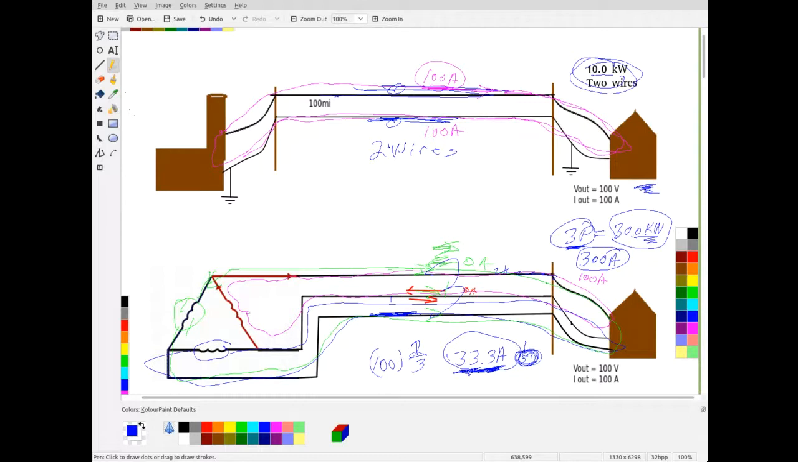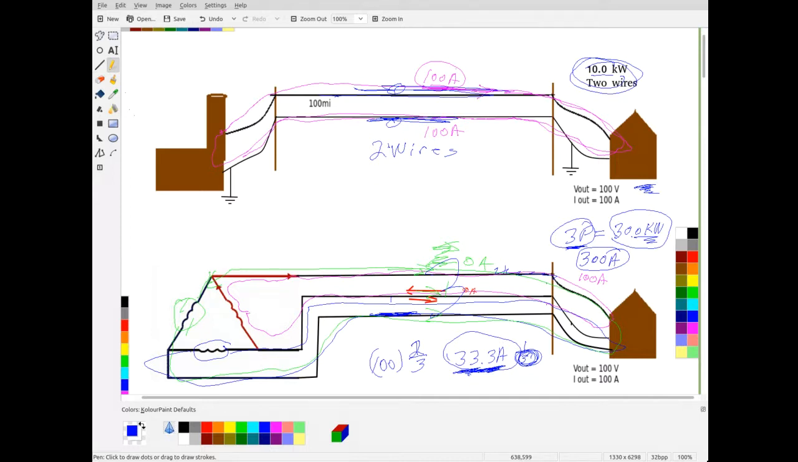Okay, but you're reducing how much current, so you're reducing the size of the wire. So you don't need such big wire, so it may actually be cheaper to run 3 wires that are much, much smaller than to wire these 2 great big wires, right?